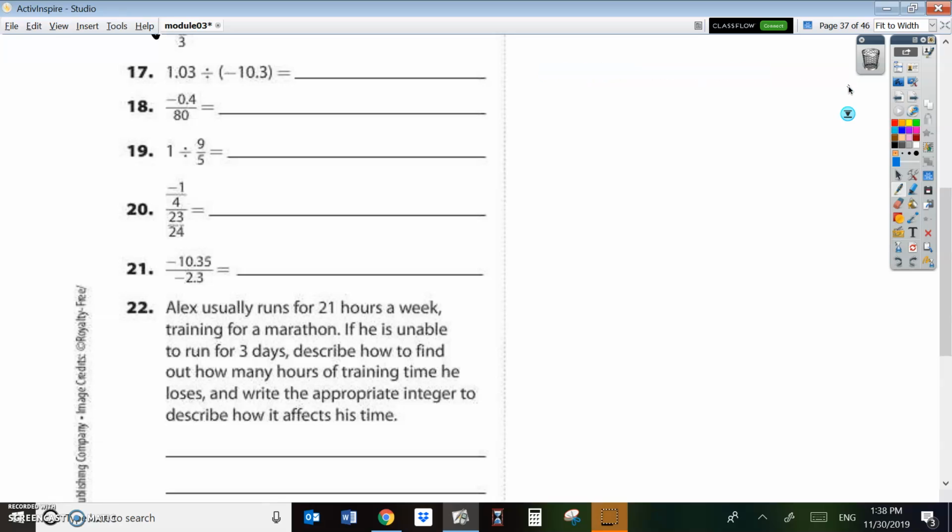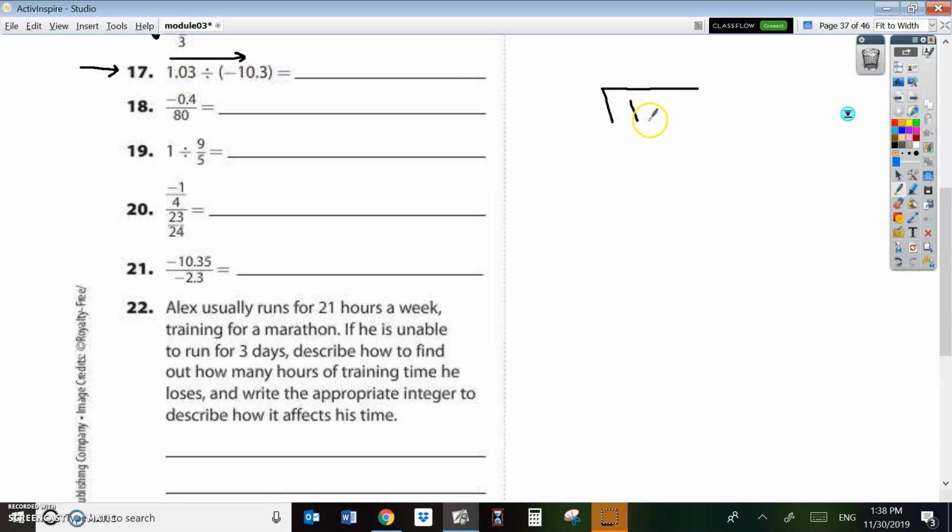Let's look at problem 17. So this type of division problem, you need to read it right to left. This will be 1 3/100 divided by -10 3/10. So this is a little bit confusing to work with, so go ahead and use your regular division bar and put the numbers where they're supposed to go. The first number is the dividend. It goes in the box.